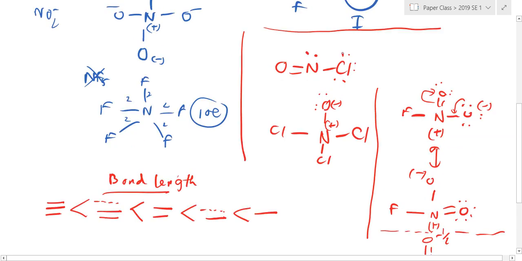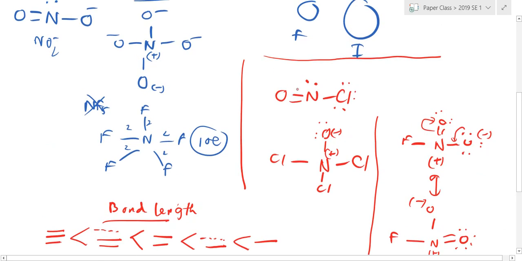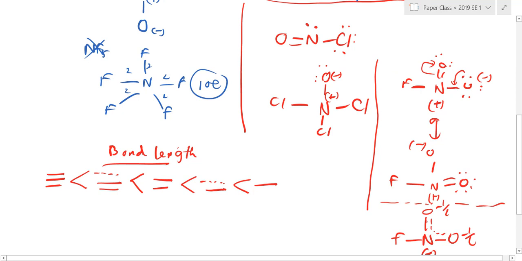But here, drawing this and putting it there is no use. There is no use drawing the unstable one. So this one is like that. It means this is the double bonded one. This is the single bonded one. This is a 1.5 bonded one. Right? This is a 1.5 bonded one. It means the single bonded one is the largest, because a single bond is longer.